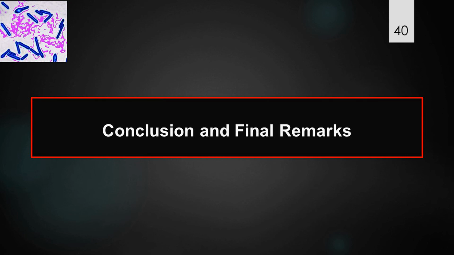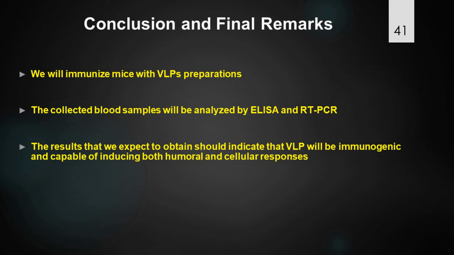Conclusion and final remarks. To conclude, we will immunize mice with VLP preparations. The collected blood samples will be analyzed by ELISA and real-time PCR. The results that we expect to obtain should indicate that VLP will be immunogenic and capable of inducing both humoral and cellular response.